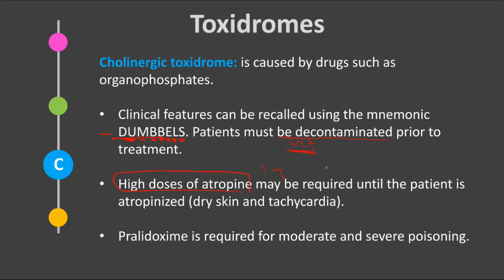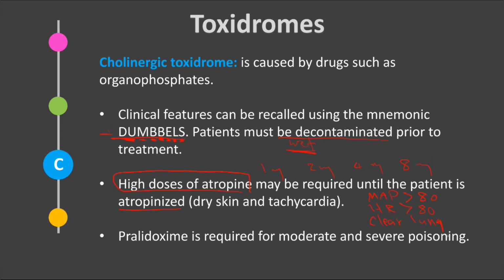If the patient does not improve, you give a double dose, then 4 milligram, then 8 milligram. Sometimes large doses may be needed until the patient is atropinized. So what is your goal? Your goal is a mean arterial pressure of more than 80 mmHg, a heart rate of more than 80, and clear lungs, with no further secretions.